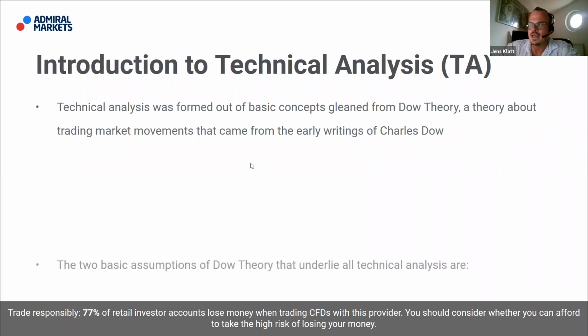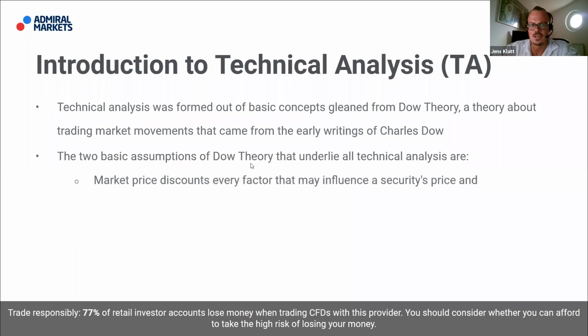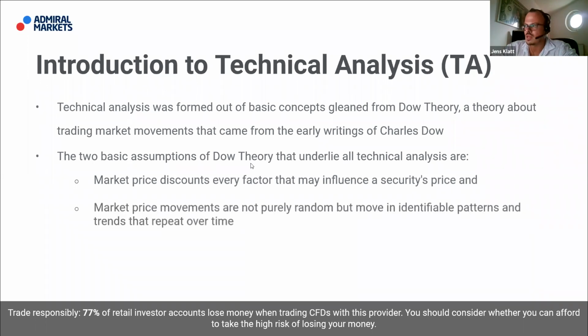There are two basic assumptions of Dow theory that underlie all technical analysis. I suppose some technical analysts and purists might say there was way more to Dow theory that should be mentioned here, but we want to focus on only the two main concepts of interest. First, the market price discounts every factor that may influence a security price, so everything you see in the chart has all information included. Second, market price movements are not purely random, but move in identifiable patterns and trends that repeat over time.